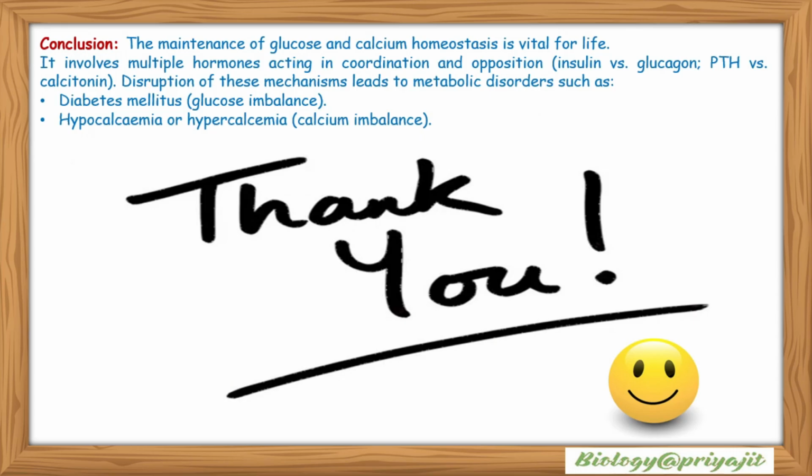So, the conclusion: now we can say the maintenance of glucose and calcium homeostasis is very much vital for our life. It involves multiple hormones acting in coordination and opposition, that is insulin versus glucagon, PTH versus calcitonin. Disruption of these mechanisms leads to metabolic disorders such as diabetes mellitus for glucose imbalance and hypocalcemia or hypercalcemia for calcium imbalance. So my dear students, today we explored the role of hormones in maintaining glucose and calcium homeostasis, two vital aspects of our body's internal balance. We learned how insulin, glucagon, parathyroid hormone, calcitonin and vitamin D work together to regulate energy levels and bone health.